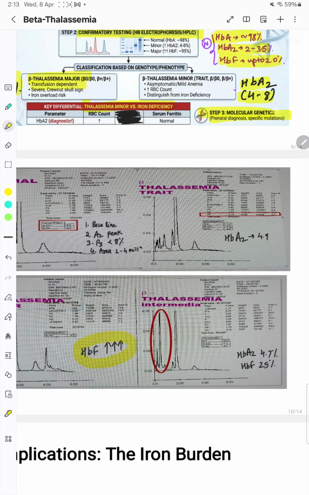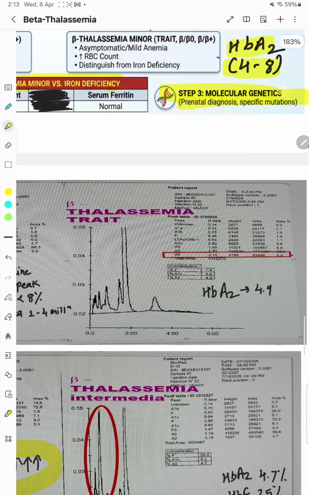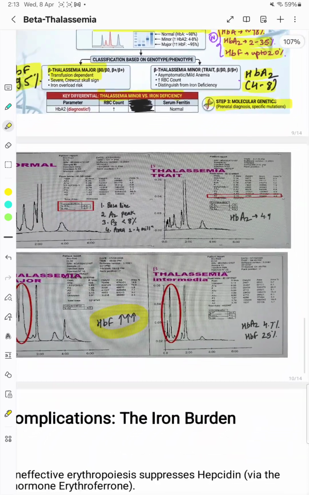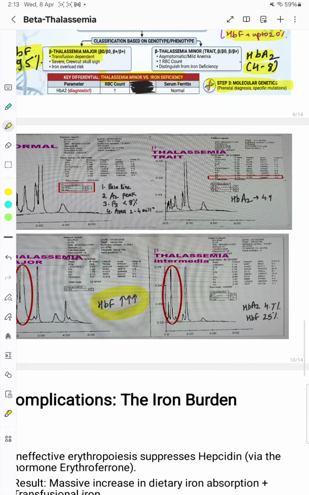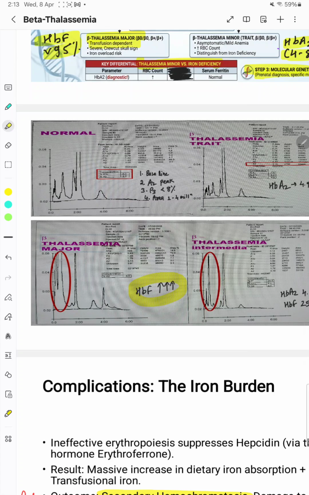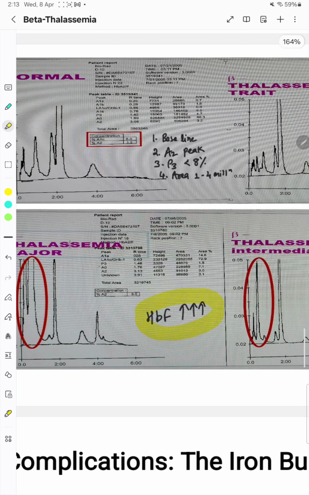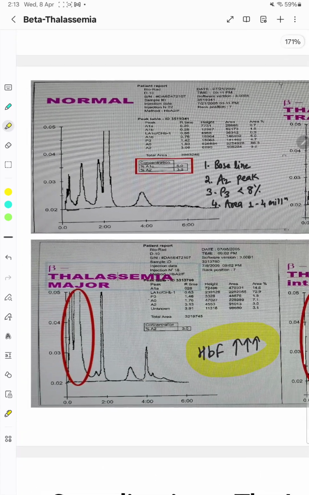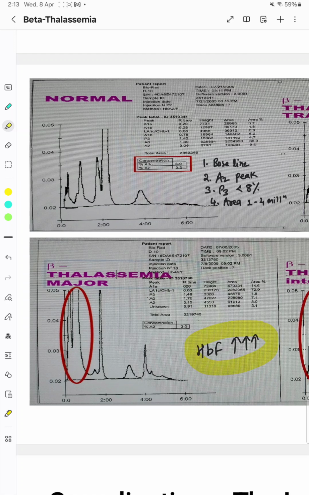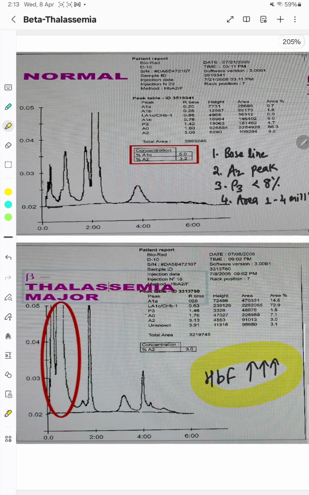Molecular genetics also plays an important role in prenatal diagnosis and to identify the specific mutation in beta thalassemia. Okay, now we see the various HPLC graphs. HPLC is a more advanced technique than hemoglobin electrophoresis. So this is the normal graph of a healthy individual.